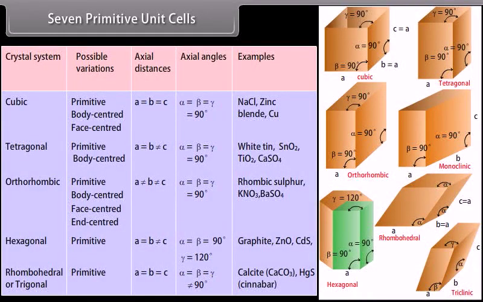7 primitive unit cells. There are 7 types of primitive unit cells. Their characteristics, along with the centered unit cells they can form, have been listed in the table.